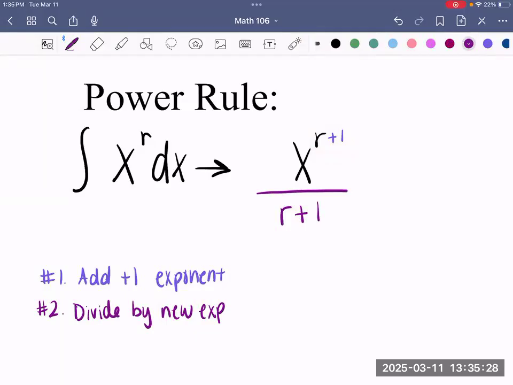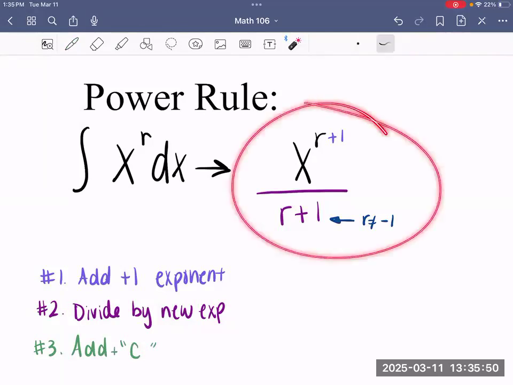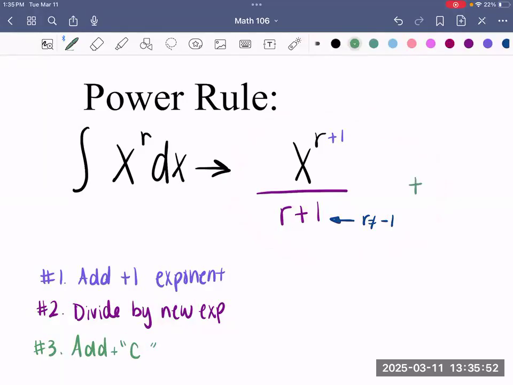where in the denominator here, because now we have a denominator, we do not want r to be equal to -1, otherwise we're going to cause an issue. And then step 3, we said add c. So this is your power rule, really just written out in a very standard response.